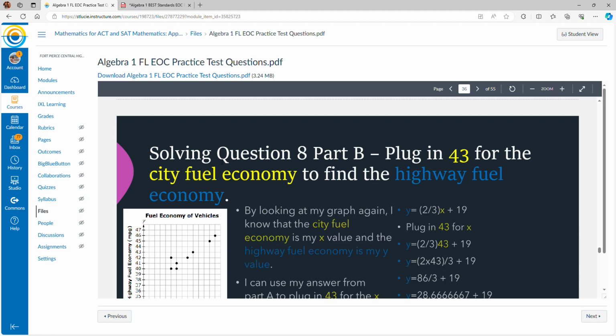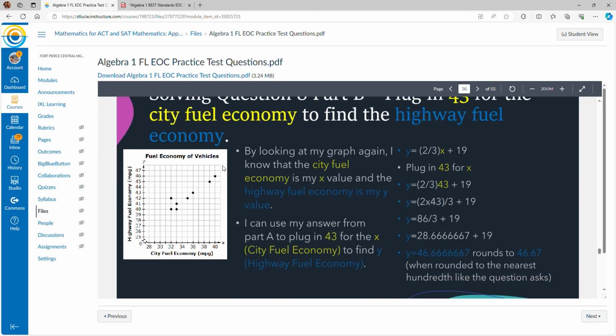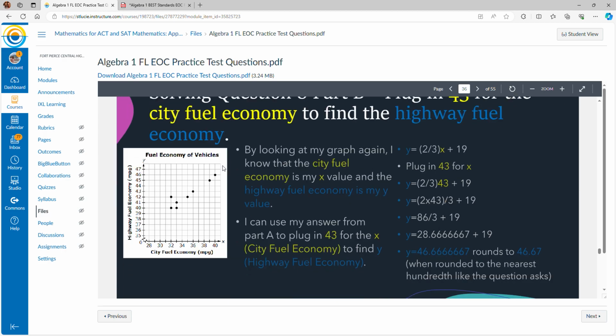And now looking at part B, I'm plugging in 43 for the city fuel economy to find the highway fuel economy. And by looking at my graph again, I know that the city fuel economy is my X value and the highway fuel economy is my Y value. So I can use my answer from part A to plug in 43 for the X, which was the city fuel economy, to find Y, the highway fuel economy. So I color-coded to keep my X and Y information straight. And that's what I did.